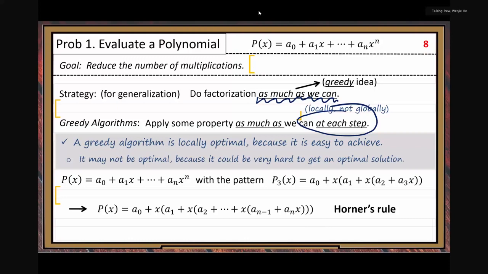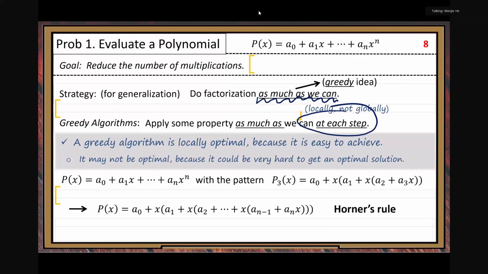Our first programming project. This weekend I can post it. Evaluate polynomial. We will use 3 methods. Method 1, brute force. Method 2, I will give you later. Actually, I showed you last time, but I need to talk more about the second method. Method 3, Horner's rule.